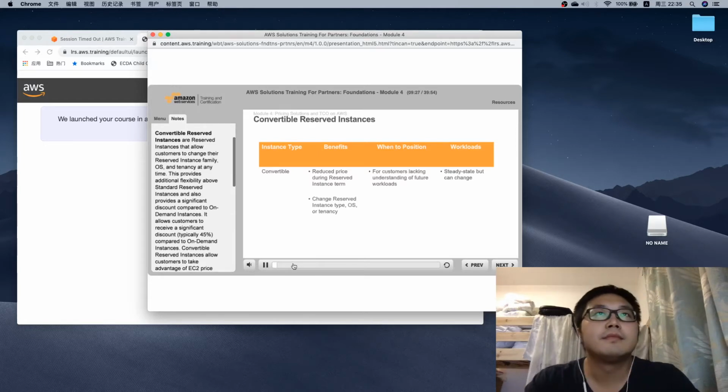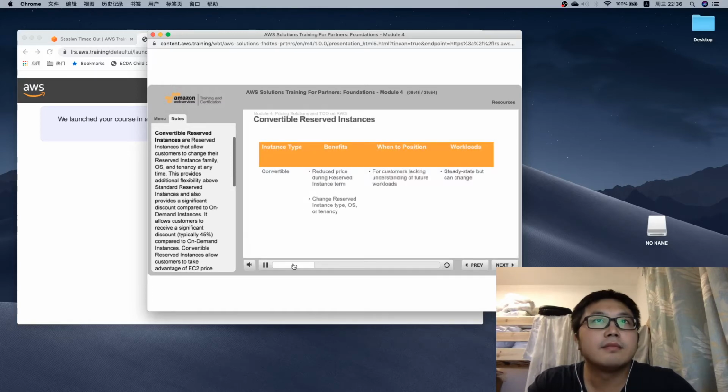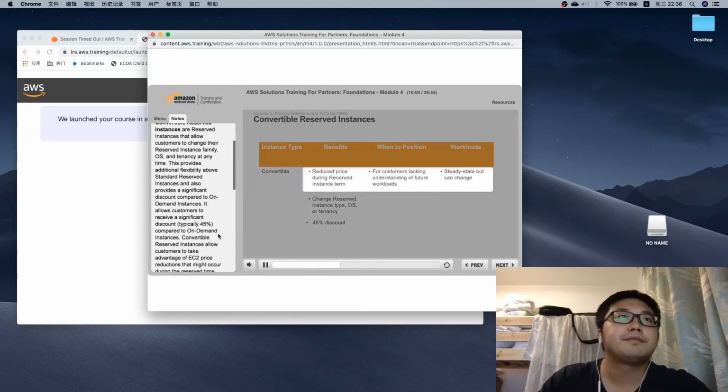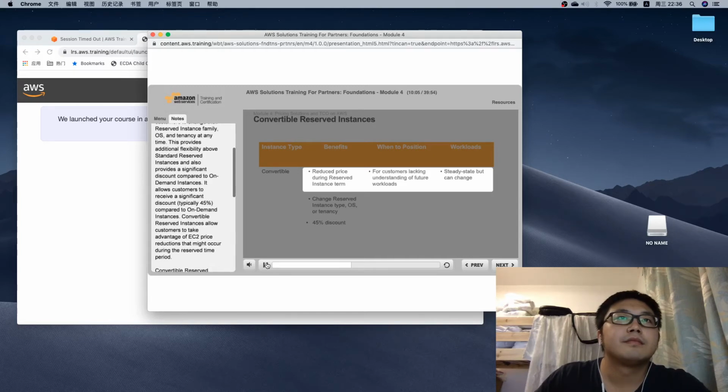Now, let's take a look at convertible reserved instances, CRIs. Convertible reserved instances are reserved instances that allow customers to change their reserved instance family, OS, and tenancy at any time. This provides additional flexibility above standard reserved instances and provides a significant discount compared to on-demand instances. It allows customers to receive a significant discount, typically 45%, compared to on-demand instances. Convertible reserved instances allow customers to take advantage of EC2 price reductions that might occur during the reserve time period.